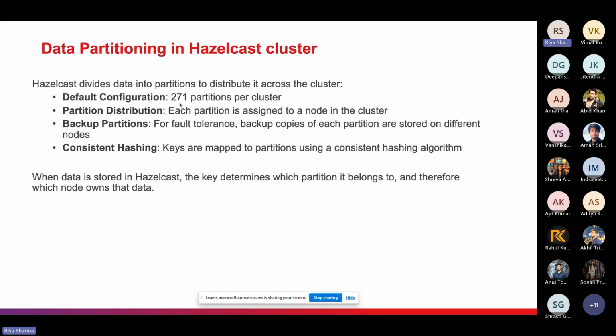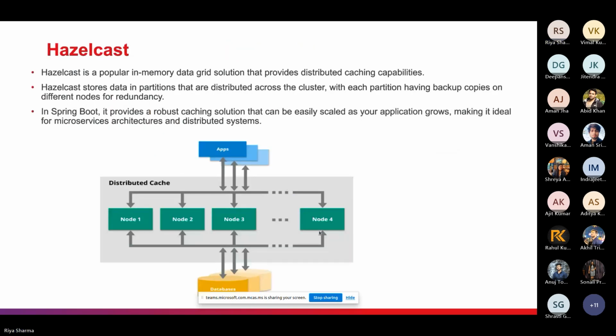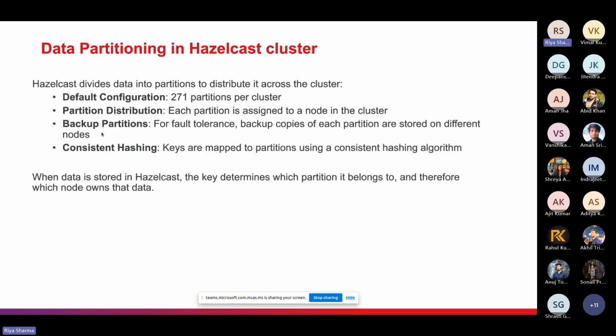And partition distribution: each partition is assigned to a node in the cluster. As we saw here, this is a cluster in which we have multiple nodes. Backup partitions are for fault tolerance, as a fallback option. If one node fails, we have a copy of that partition in another node as well, which the Hazelcast client has the information about, right?